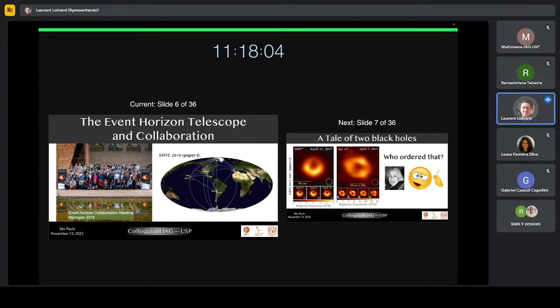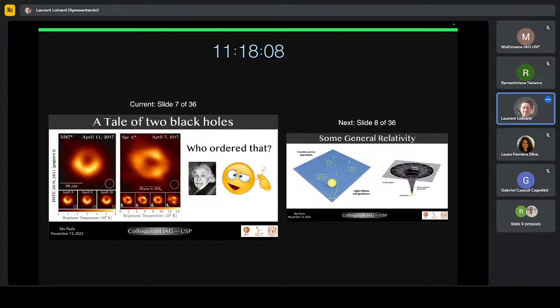So I'm really not going to enter into the details of exactly how the images are made. What I do want to speak about is what these images mean. So again, these are the two images of the two black holes.